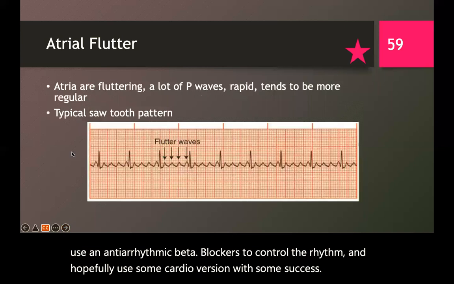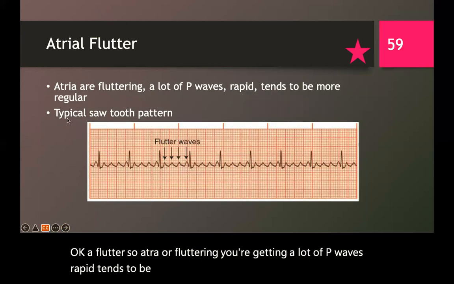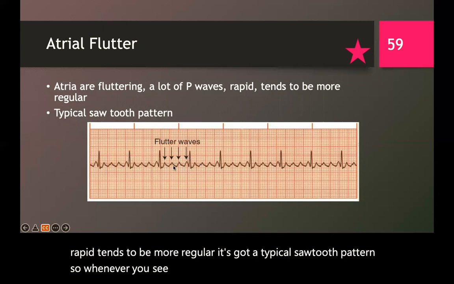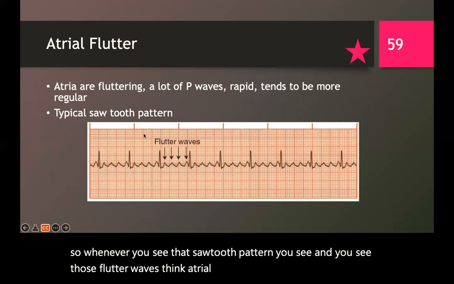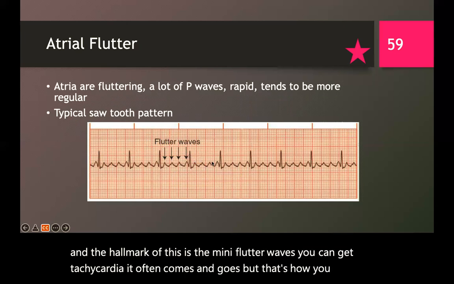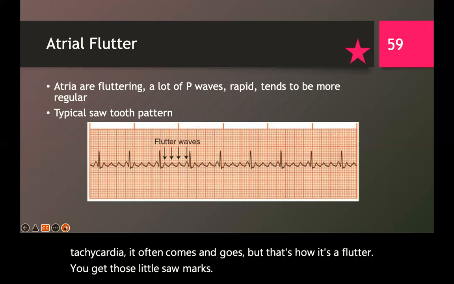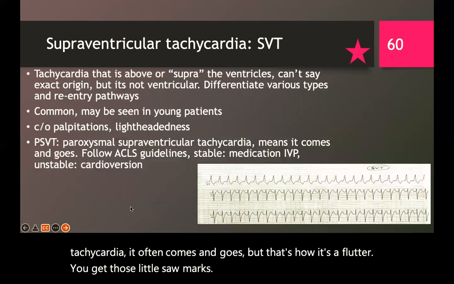Okay, aflutter. So atria are fluttering. You're getting a lot of P waves, rapid, tends to be more regular. It's got a typical sawtooth pattern. So whenever you see that sawtooth pattern, and you see those flutter waves, think atrial flutter, okay? And the hallmark of this is the many flutter waves. You can get tachycardia, it often comes and goes, but that's how you know it's aflutter. You get those little saw marks. Sawtooth pattern, I should say.